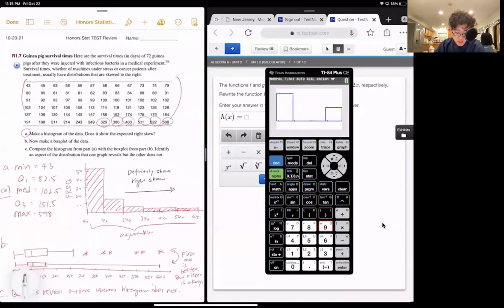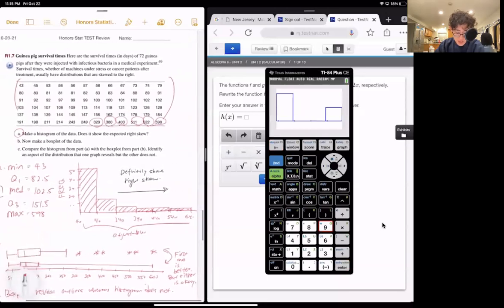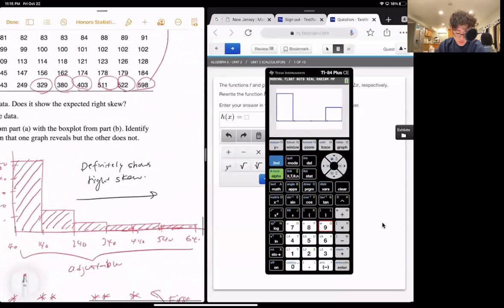When you do this correctly, this is what I had for the answer. So we have a lot of numbers between 40 to 140. I gave myself a 100 interval. How do I change the window setting? Well, you can go to the window button right here, that's right next to y equals.